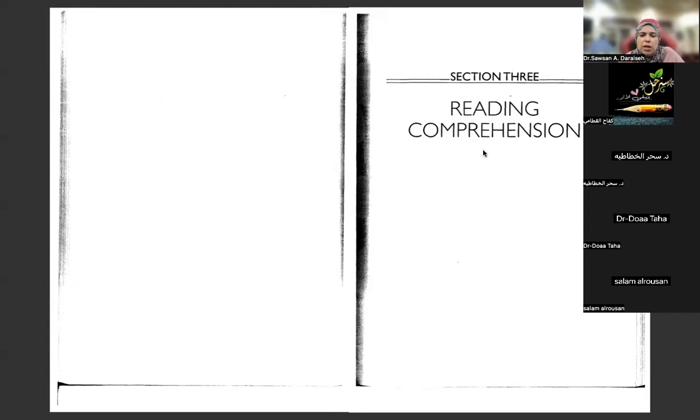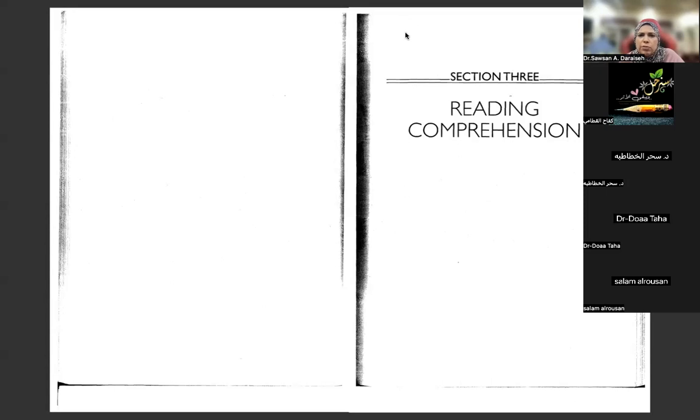Section 2 is structure. Structure has the two kinds of questions where you either circle the correct answer or you circle the incorrect answer based on the elements in the sentence. Remember those kinds of questions. And section 3 is the reading comprehension section. All right, this is what it is.